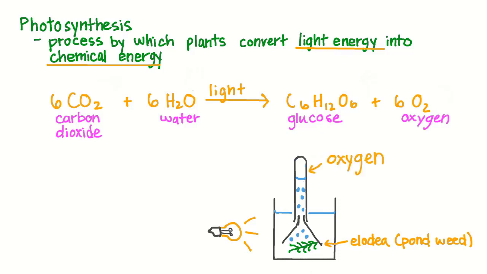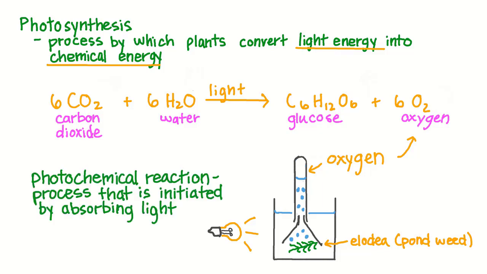This gas that's being produced is oxygen, one of the products of photosynthesis. In the low light conditions, we saw some oxygen being produced. In the high light conditions, we saw lots of oxygen being produced. But when the plant was in the dark, we weren't able to observe any oxygen being produced.